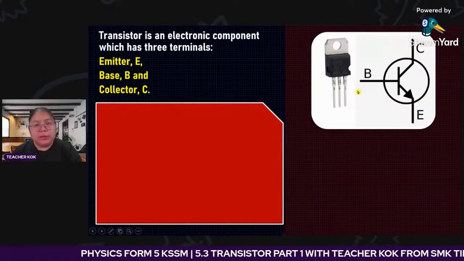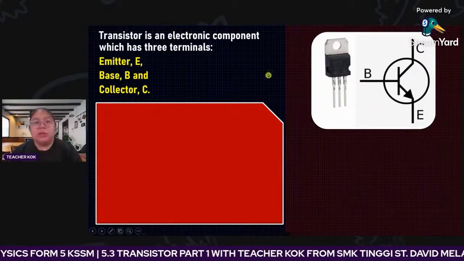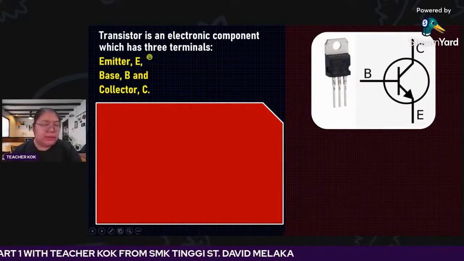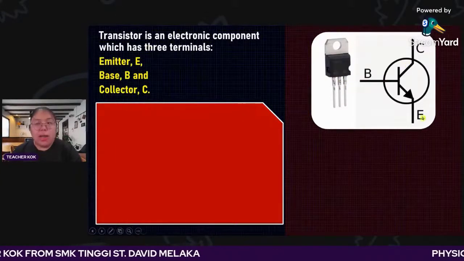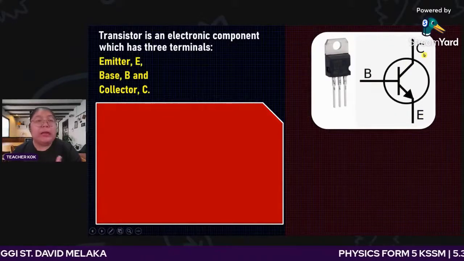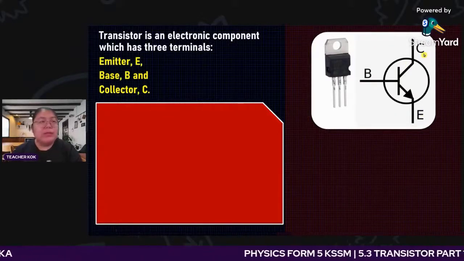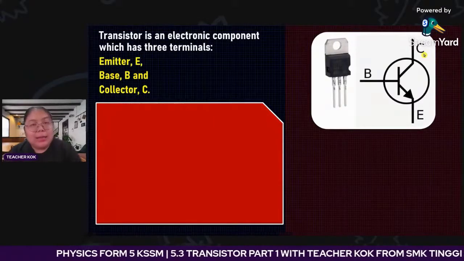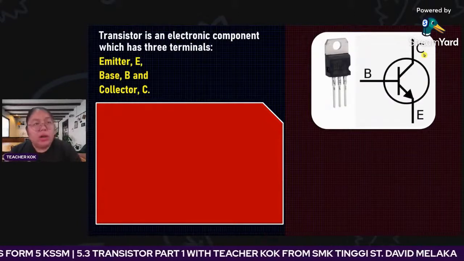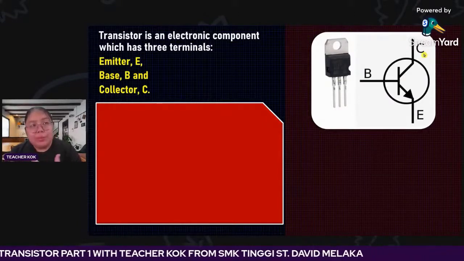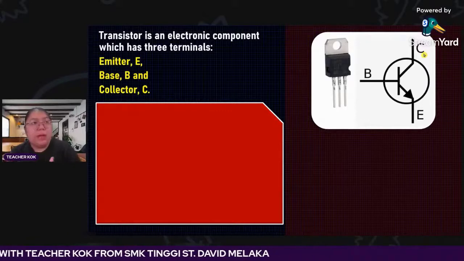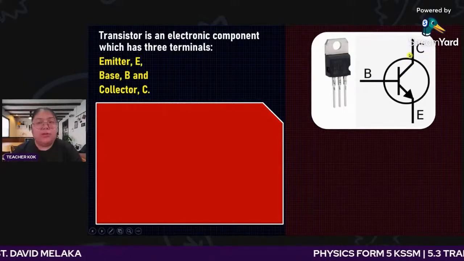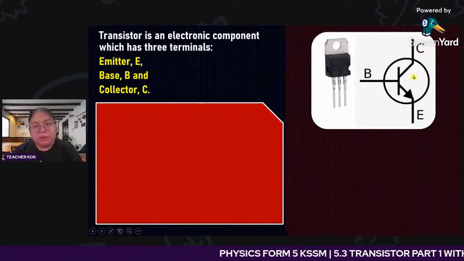These 3 terminals have different names. The one in the middle we call the base. Then at the sides, one side is called the emitter, and the other is the collector. When you see the name, you understand the meaning. Collector means it collects all the current. Emitter means all the current is emitted from there. So these are the names for the 3 terminals of the transistor.